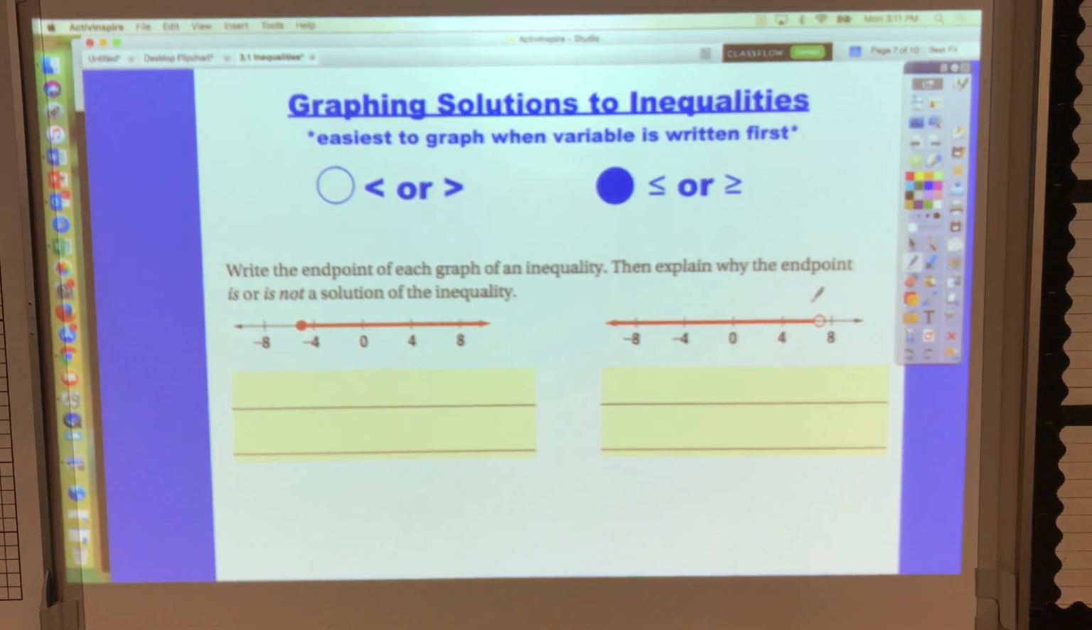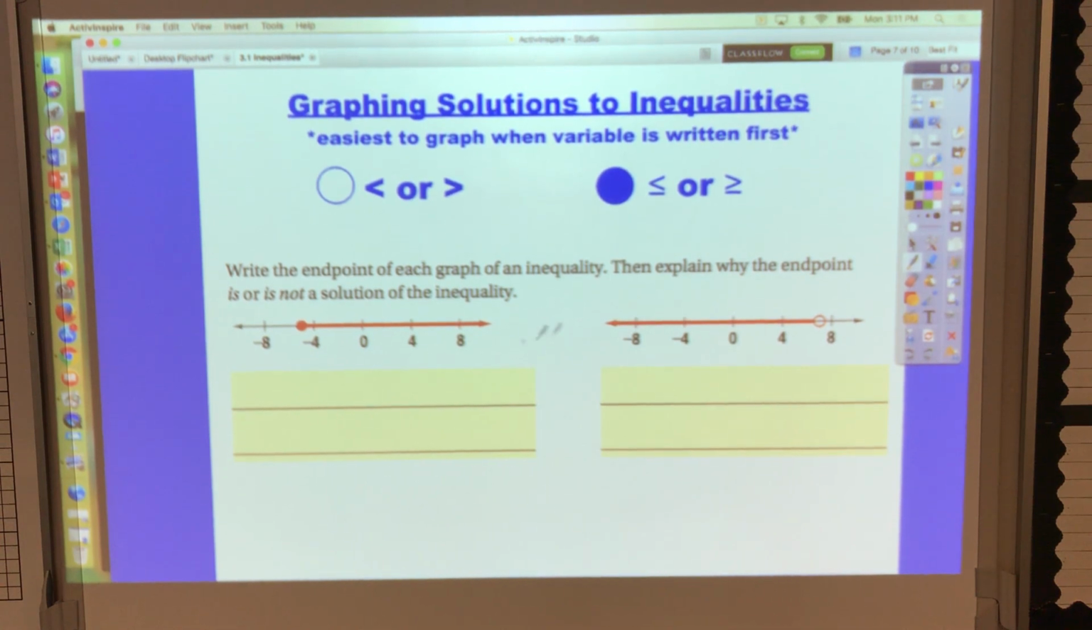One's called an open circle, it's just a regular circle, and that represents when you just have a less than or a greater than symbol. The other one is less than or equal to or greater than or equal to, and we do that with a solid or a closed circle, depending on who's talking at the moment. They both mean the same thing, okay?